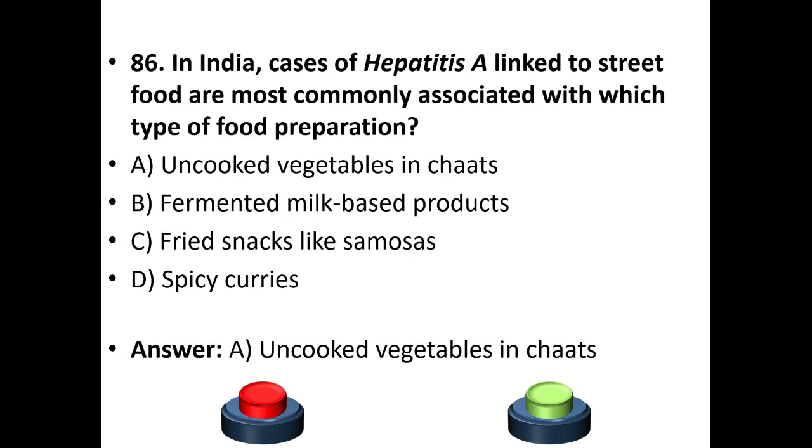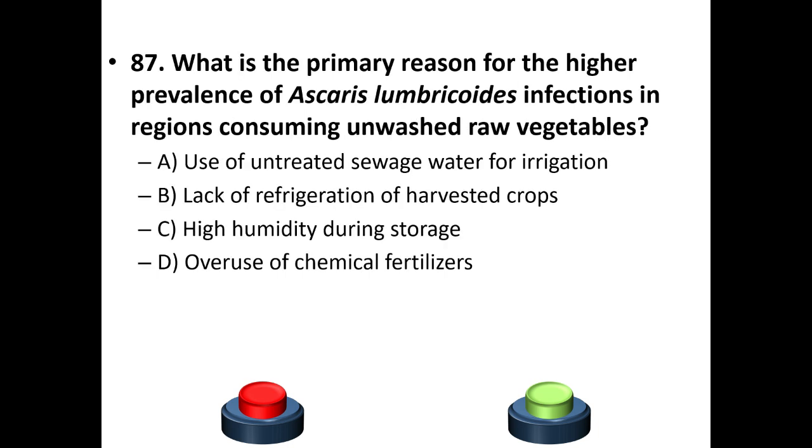86. In India, cases of hepatitis A linked to street food are most commonly associated with which type of food preparation? A. Uncooked vegetables in chats, B. fermented milk products, C. waste products, D. fried snacks like samosas, E. spicy curries. Your answer is A. Uncooked vegetables in chats.